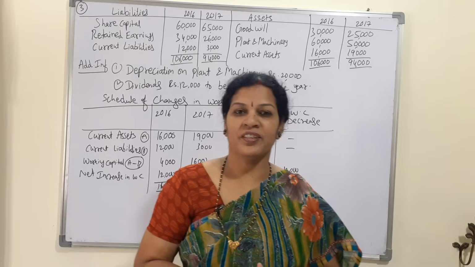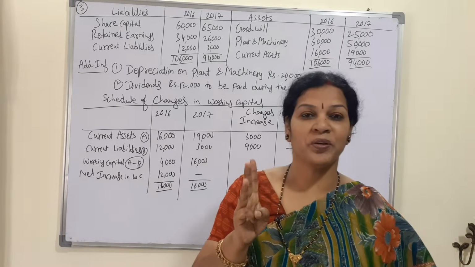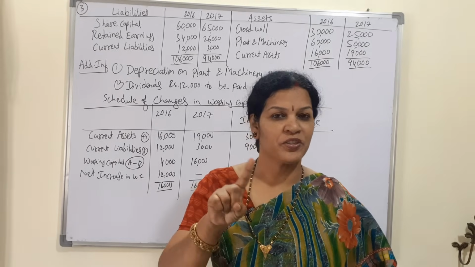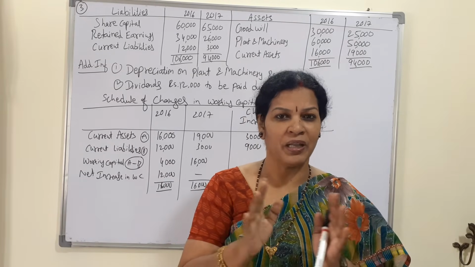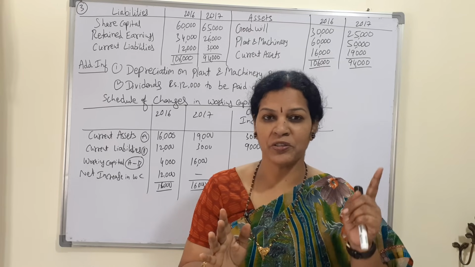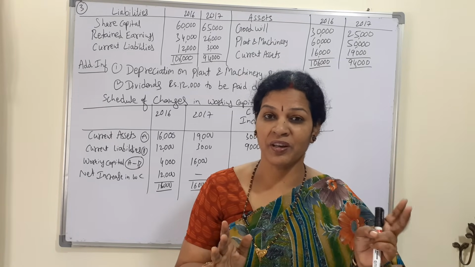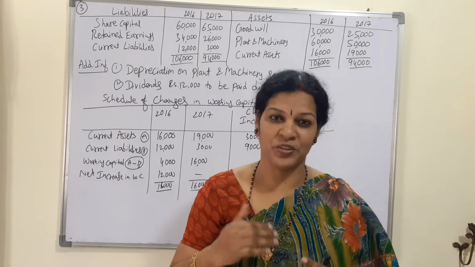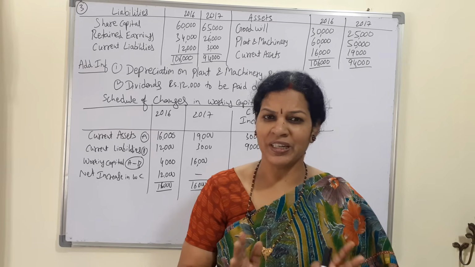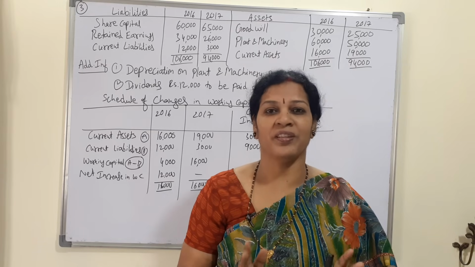Hello dear students, in the third problem we are going to work out a fund flow statement. In the first and second problems we did simple problems without adjustments. A balance sheet was given, and we prepared the schedule of changes in working capital, the adjusted profit and loss account, and the fund flow statement. Today, in the third problem, we will take some adjustments also. Quite easy, nothing to worry about, just focus on this problem.